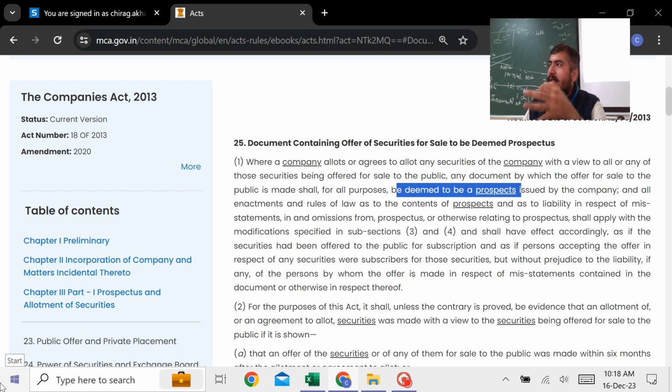I think everyone who is sitting in this class knows this now, yes? And all the enactments and the rules of law as to the contents of the prospectus and the liability shall apply to a deemed prospectus. That's what this sentence is trying to say.